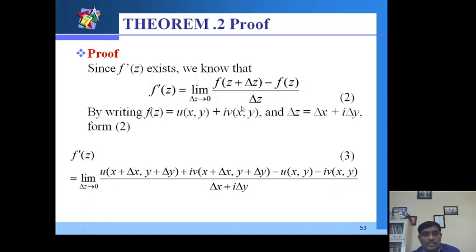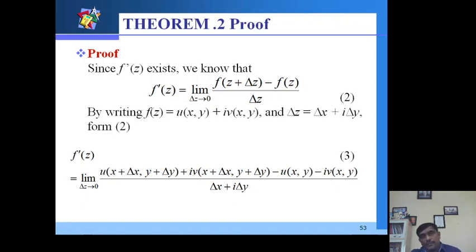Here if you change this, it becomes f dash of delta z, that is u of x plus delta x, y plus delta y, plus I into v of x plus delta x comma y plus delta y, minus u of x, f of z means u of x comma y plus I into v of x comma y. If you remove the brackets, then it becomes a minus sign. And also delta z becomes delta x plus I times delta y.